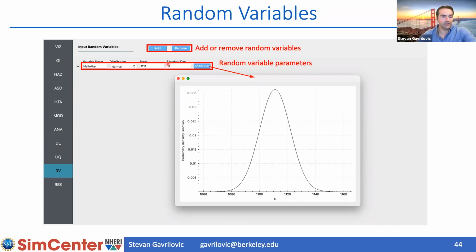And moreover, if you define it somewhere in your script, you'll have to define it here. So here you define the type of distribution and the distribution parameters. Let's say if you have a normal distribution, the mean and standard deviation. And you could always click on the Show PDF button to plot the probability distribution function of the random variable you just created, and that'll appear in this new dialog.